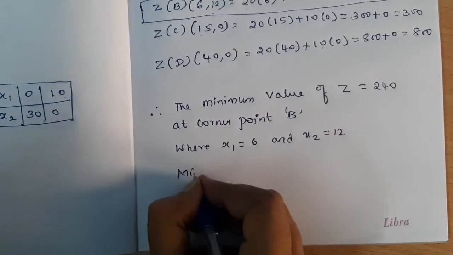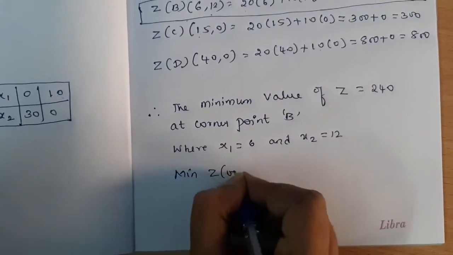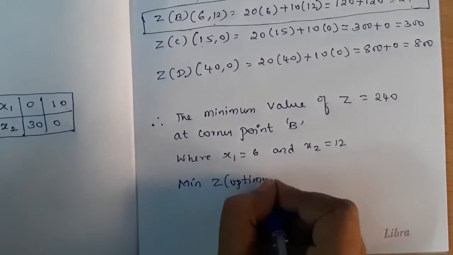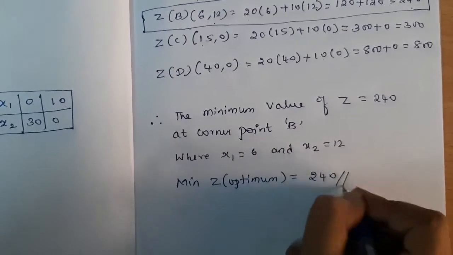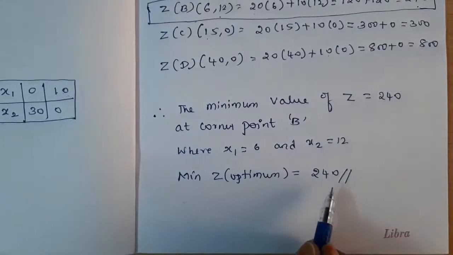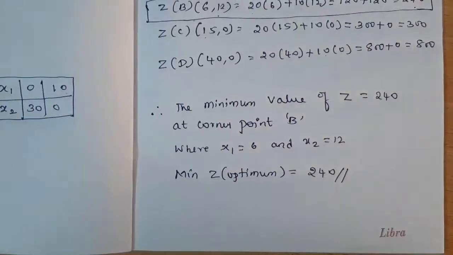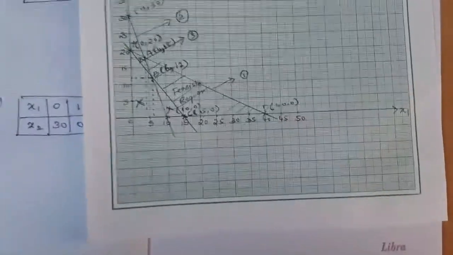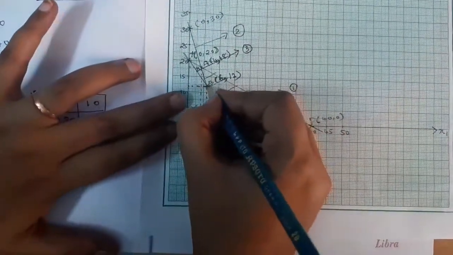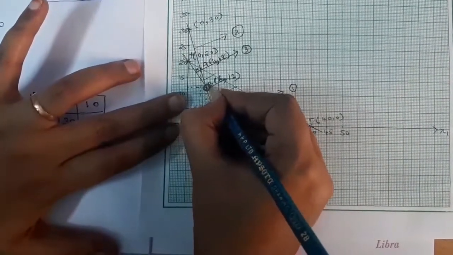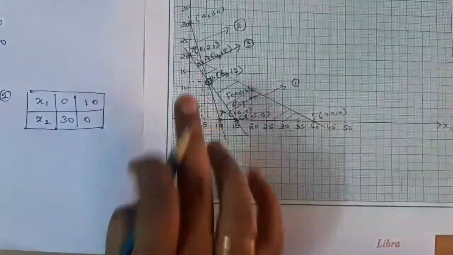So min z of the optimum solution is equal to 240. This is our optimum solution we have got. When you see the graph, this point (6, 12) is the point where we have got our optimum solution. So you can make a circle around it.